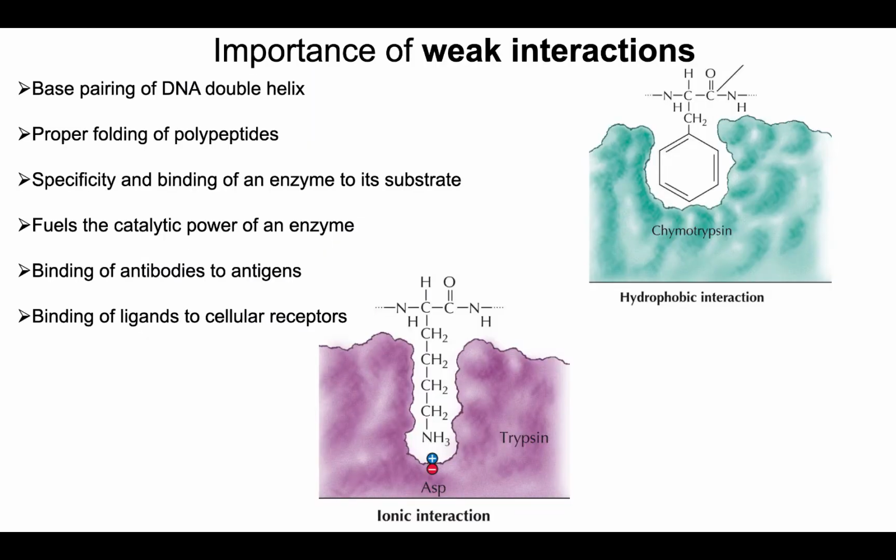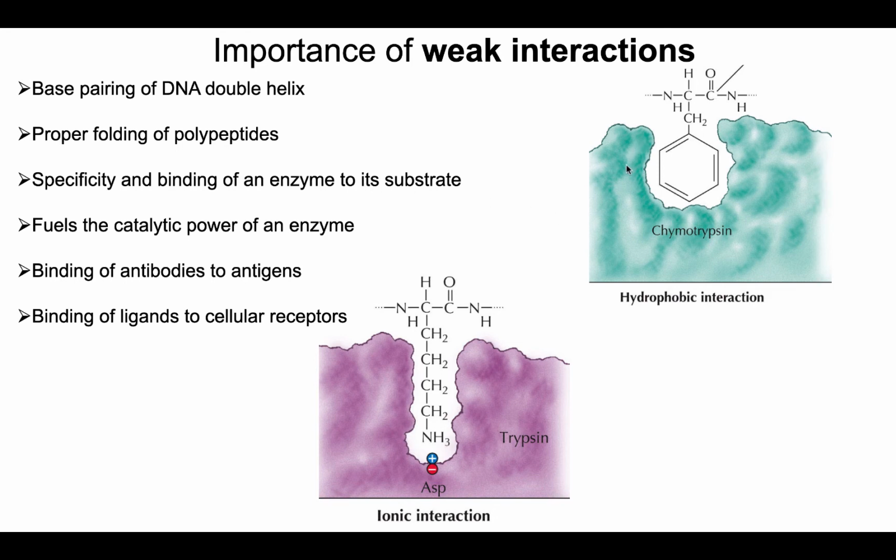Let's take a look at some other examples. We talked about this. The importance of weak interactions in biology includes base pairing in DNA, the two strands, and proper folding of polypeptides: the folding of a protein into its proper structure is dependent upon many weak interactions. The specificity of binding of an enzyme to its substrate is also dependent on these.